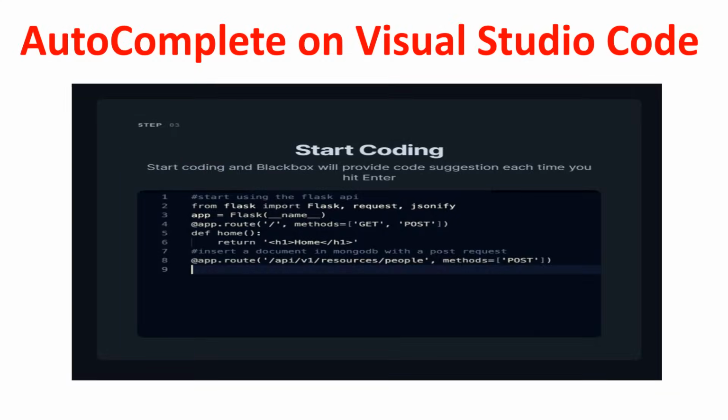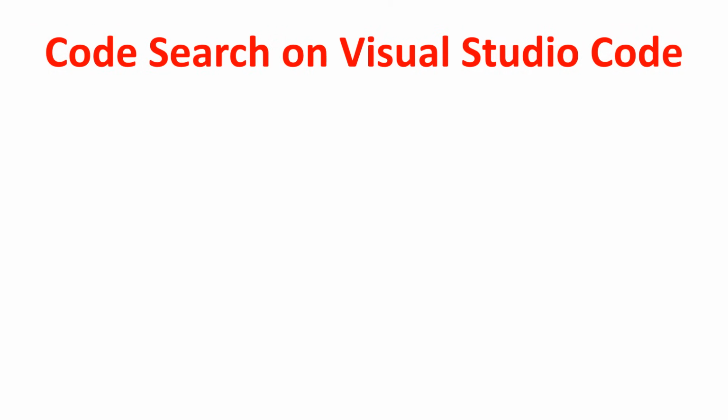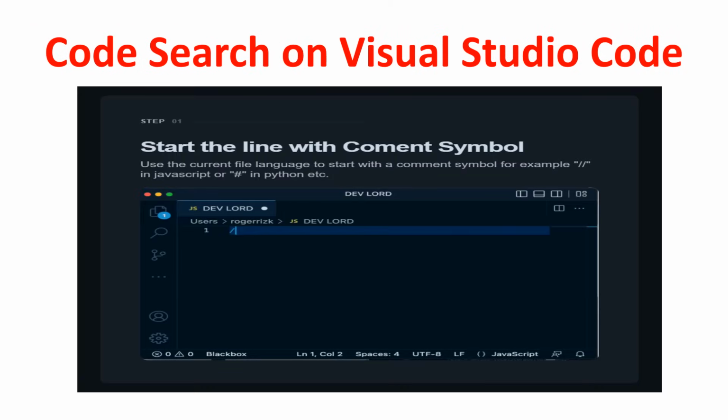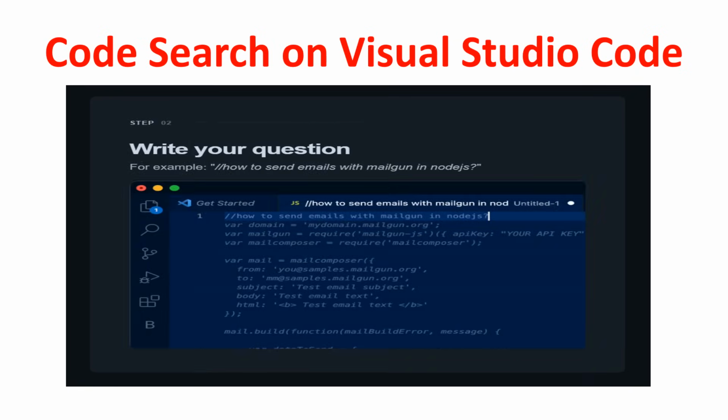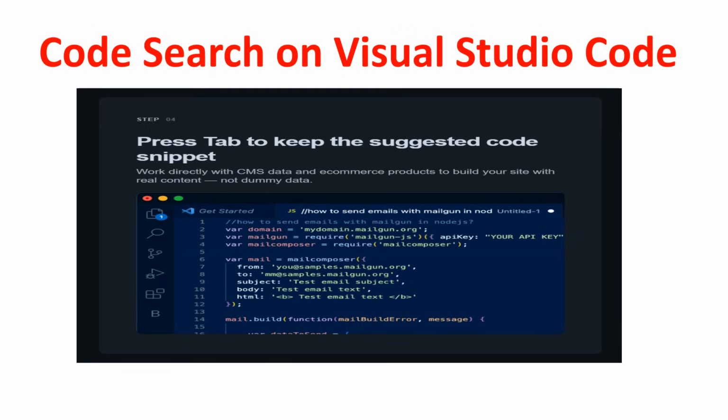To use the autocomplete feature on Visual Studio Code, just start coding and Blackbox will provide code suggestions every time you press the Enter key. To use the code search feature, just start the line with the comment symbol and type down your question. And then press Tab to keep the suggested code.